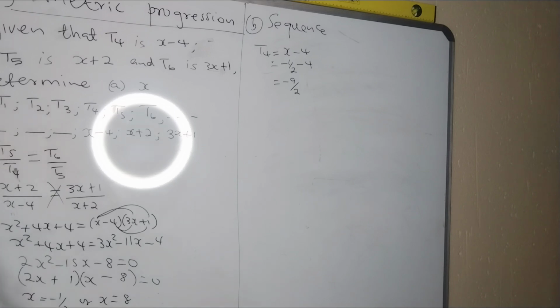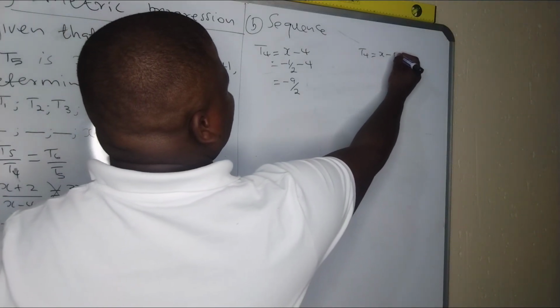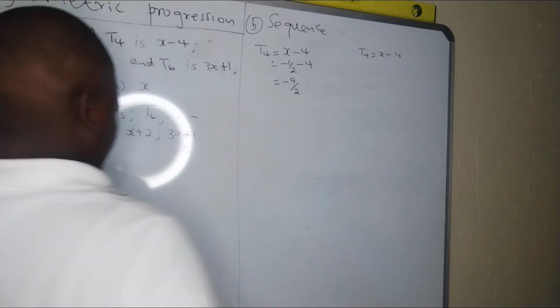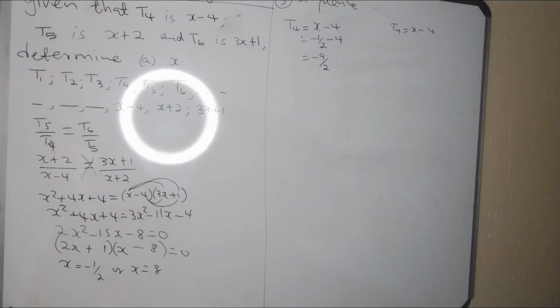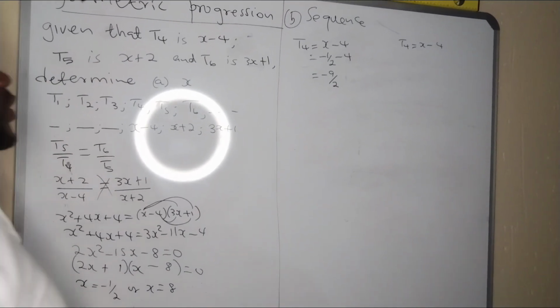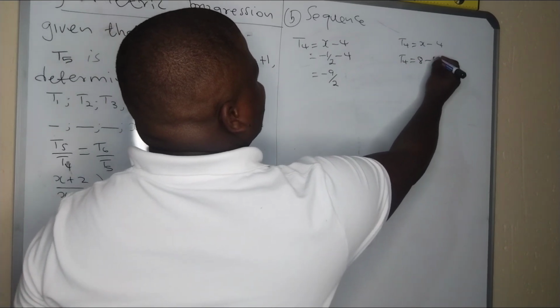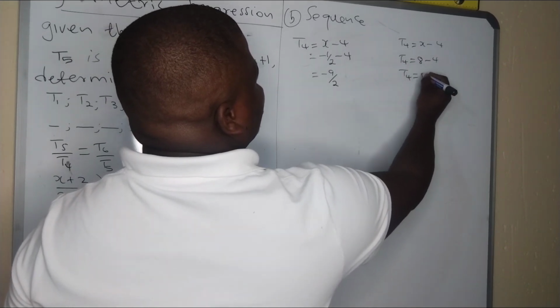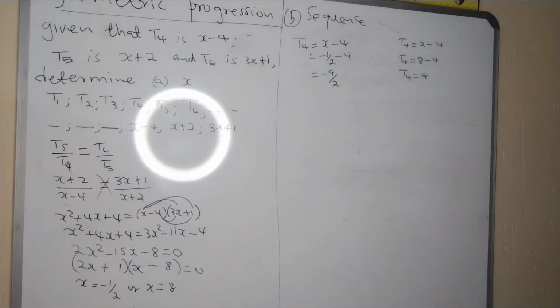Then the next one, there are two values of x. For the very same T4, which is x minus 4, you can substitute the other value of x, which is equal to 8. You can substitute over that side. When you substitute, your T4 will be equal to 8 minus 4. So T4 will be equal to 4. You can use T5, you can use T6, it doesn't matter.